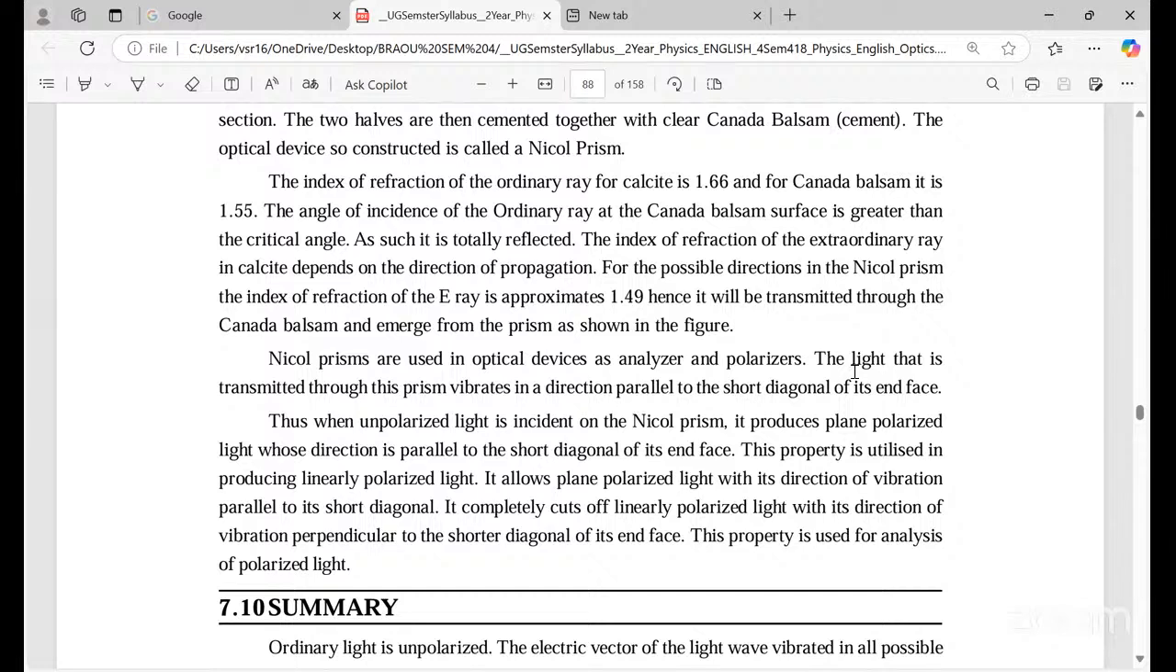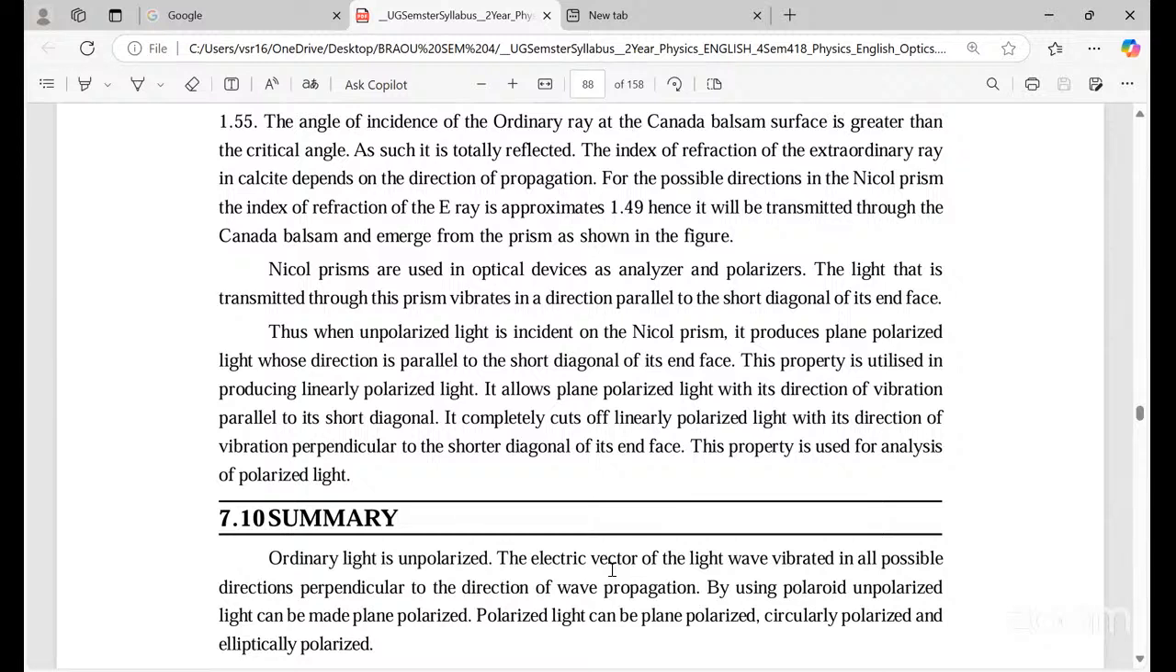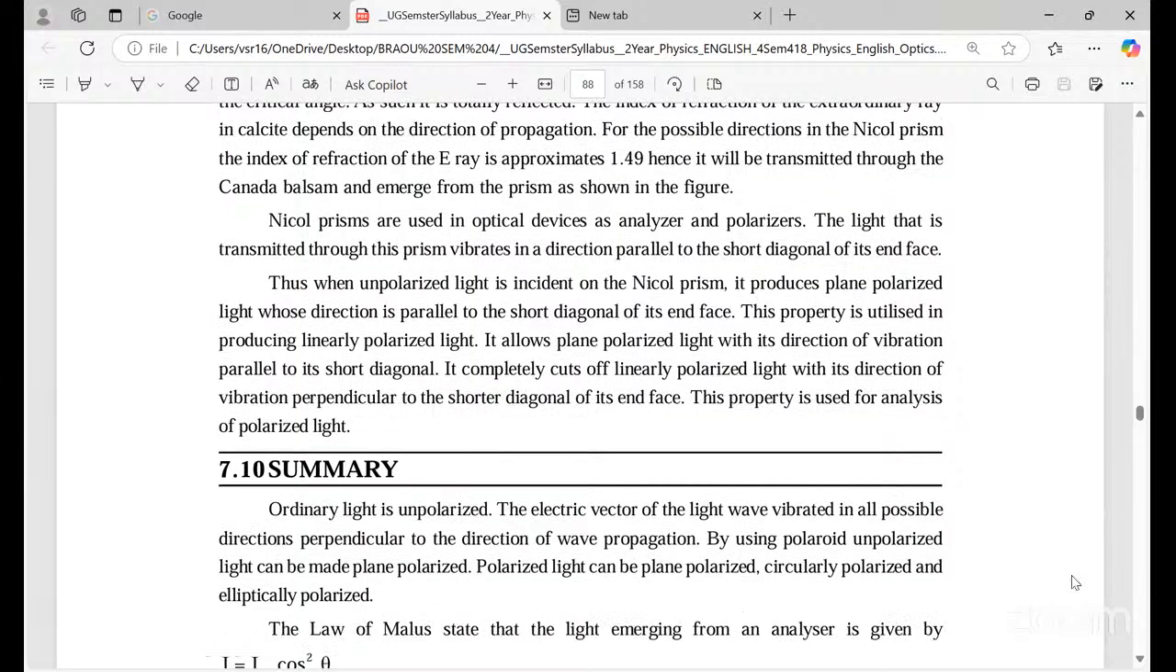Nichols prisms are used in optical devices as an analyzer as well as a polarizer. The light transmitted through this prism vibrates in the direction parallel to the short diagonal of its end surface. Therefore, unpolarized light incident on the Nichols prism produces plane polarized light whose direction is parallel to the short diagonal of the ends. This property is utilized in producing linearly polarized light, with its direction of vibration parallel to the short diagonal. It completely cuts off linearly polarized light with the direction of vibration perpendicular to the short diagonal, and this property is used for analysis.